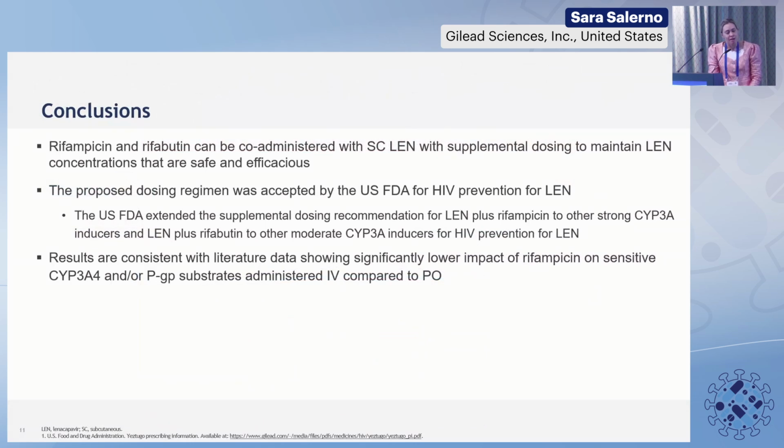So in conclusion, based on modeling and simulation, rifampicin and rifabutin can be co-administered with subcutaneous LEN with this additional supplement dosing regimen as described to maintain LEN concentrations that are safe and efficacious. I also want to highlight that this proposed dosing regimen was accepted by the US FDA for the prevention of HIV. They also extended these supplemental dosing recommendations: the dosing recommendation for rifampicin was extended to other strong CYP3A inducers, and the dosing recommendation for rifabutin was extended to other moderate CYP3A inducers, specifically for HIV prevention.